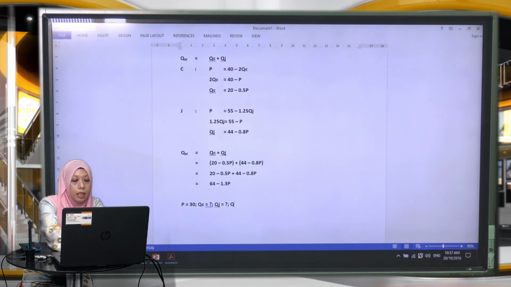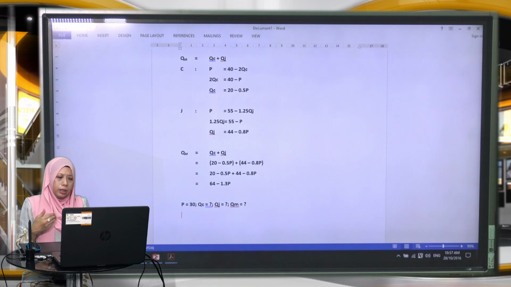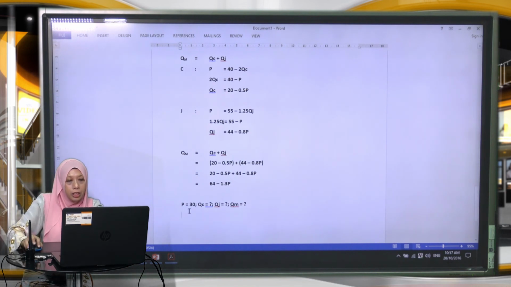And finally, how much is the market demand? Whenever you read this question, you need to understand and try to figure out what the question wants. It would be beneficial if you can write the main point of the question. So you are given price equals to 30, and you are required to find QC.